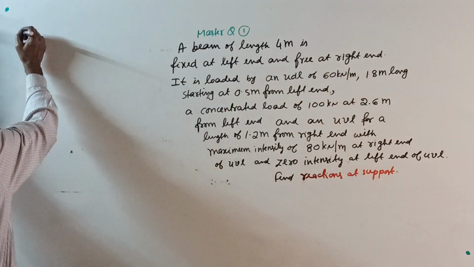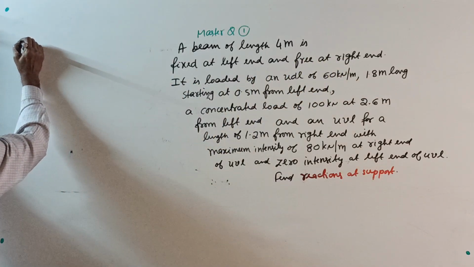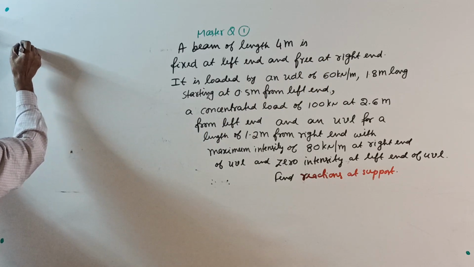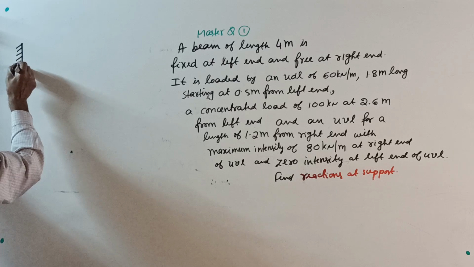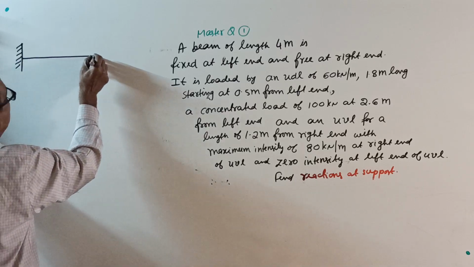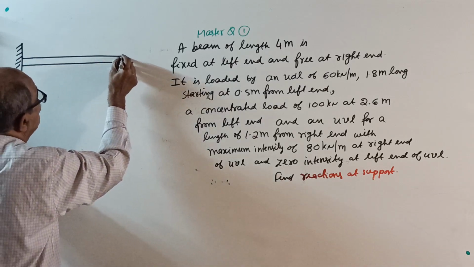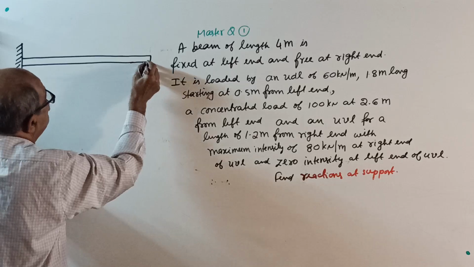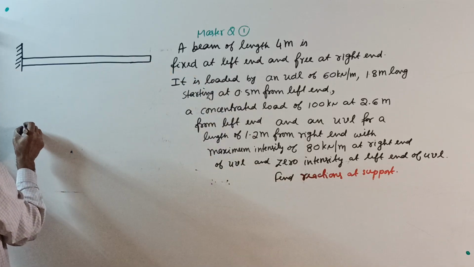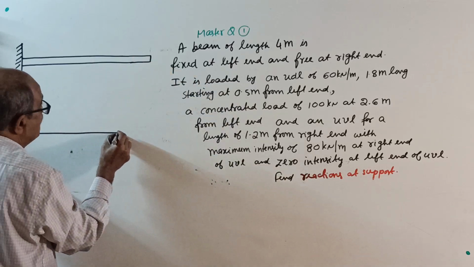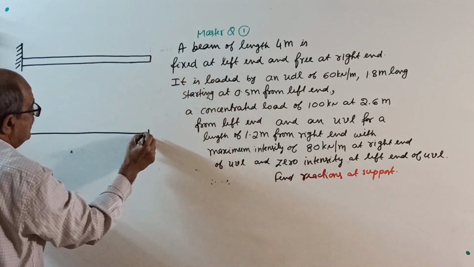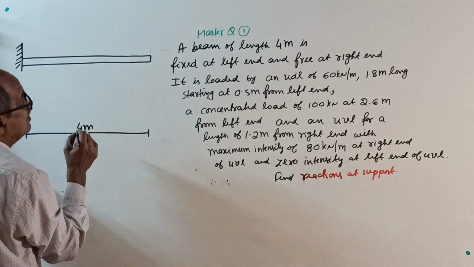So therefore, I will put the beam here, somewhere here. Fixed at left end and free at the right end. Just to understand, I will put a double line. See, very slowly I will explain so that everything is clear. So total length, I will mark here. Somewhere outside, I will mark total length. 4 meter. Okay, now further data.